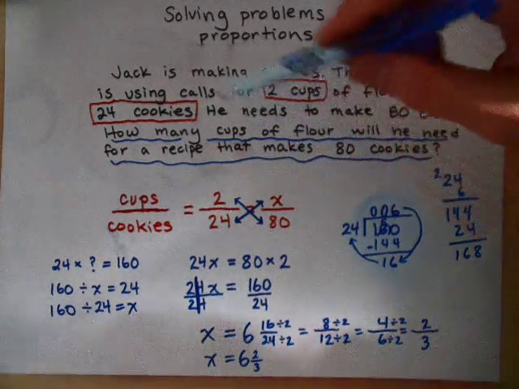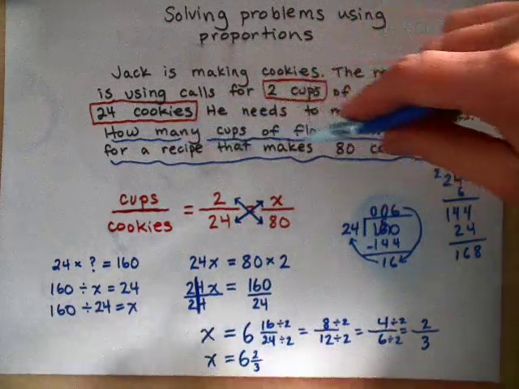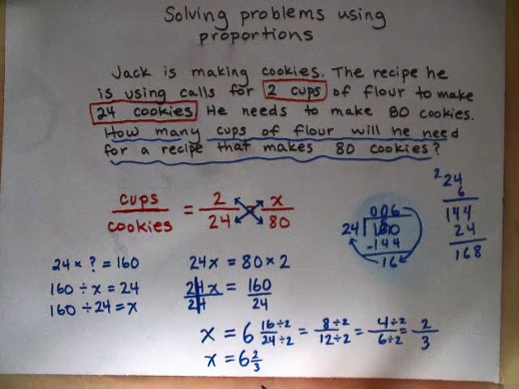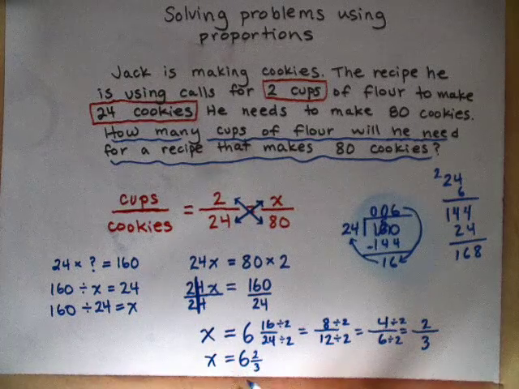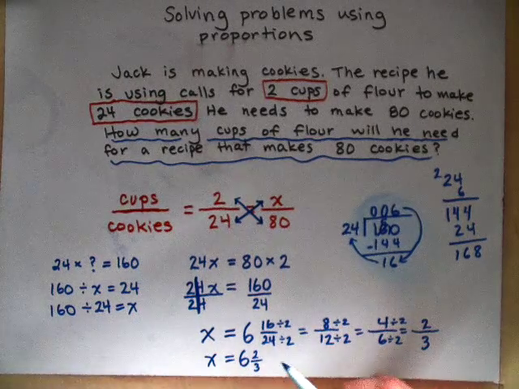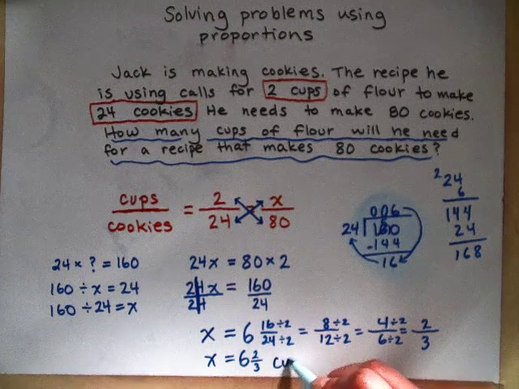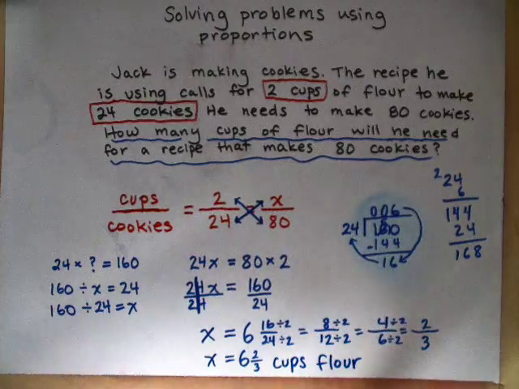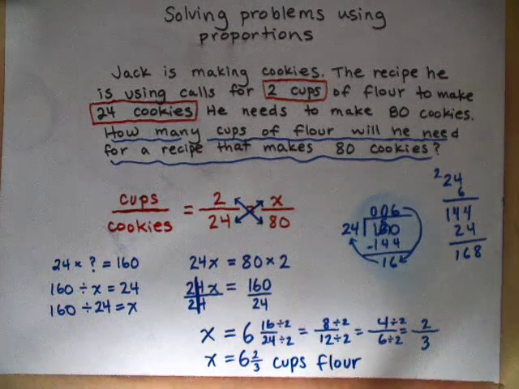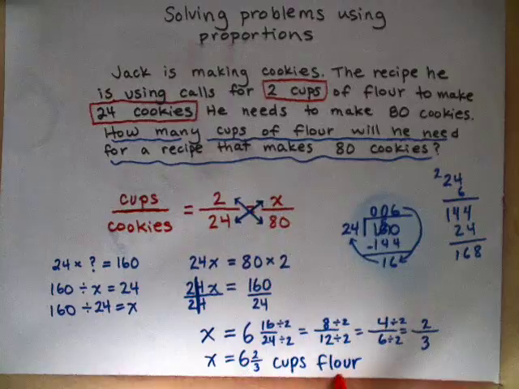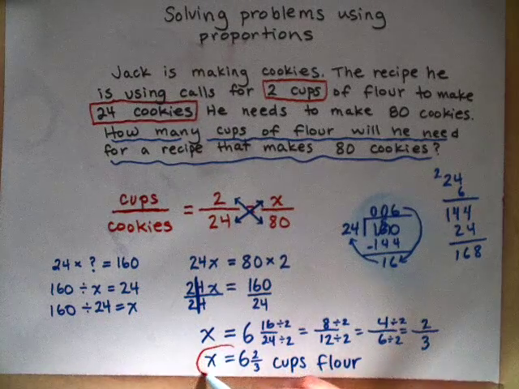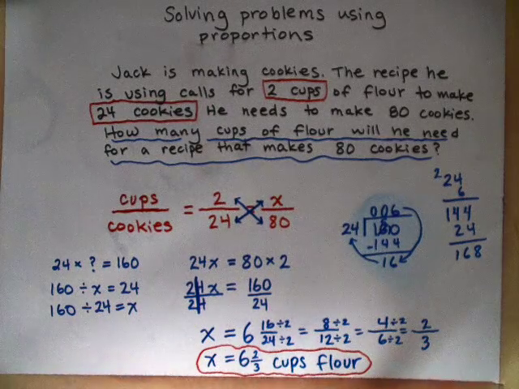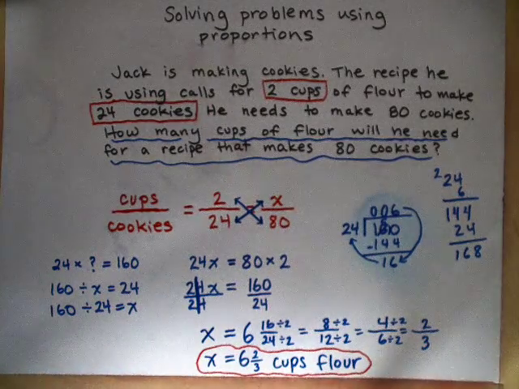So we'll go back to our question. How many cups of flour will we need for the recipe that makes 80 cookies? It is 6 and 2/3 cups of flour, which is nice because measuring cups come in thirds, so that works. 6 and 2/3 cups flour. This is like the one time I won't make you write full sentences, but you gotta write what this number is for. You gotta write cups of flour. This is the answer to the question. Woo! Yay!